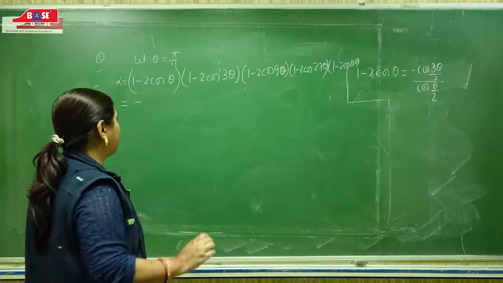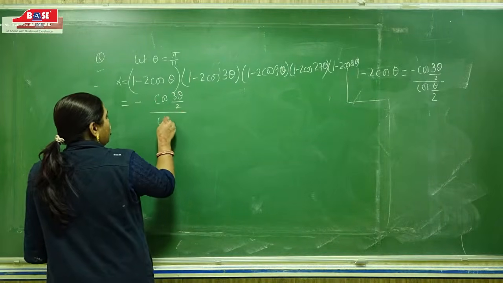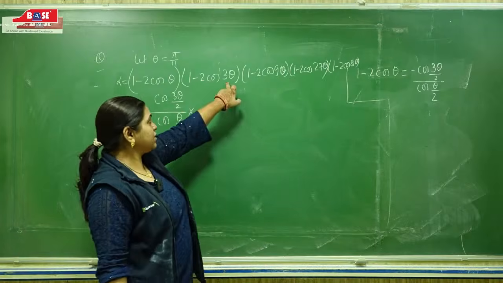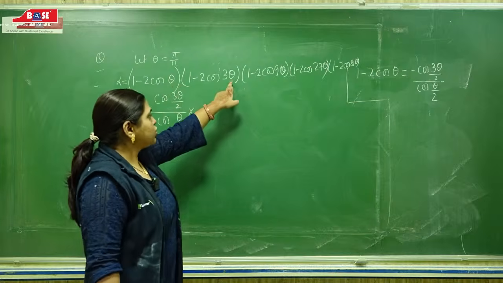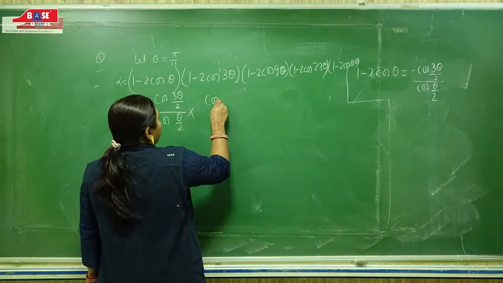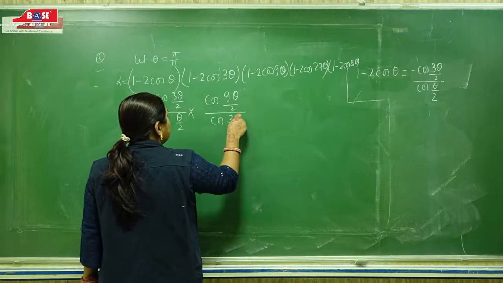So for this part, what am I getting? Cos of 3 theta by 2 divided by cos of theta by 2. Now the next component. If it is theta, here I am getting 3 theta by 2 and theta by 2. So if it is 3 theta, what will I get? I will get cos of 9 theta by 2 divided by cos of 3 theta by 2.